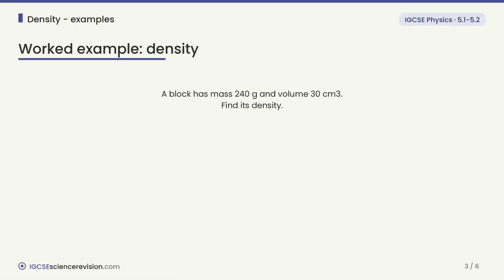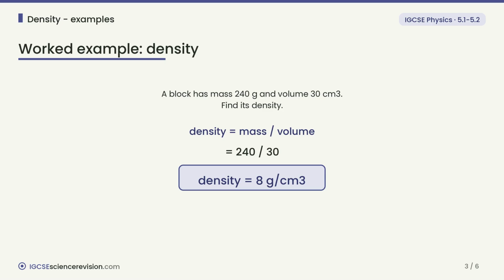Let's find a density. A block has a mass of 240 grams and a volume of 30 cubic centimetres. Write the equation. Density equals mass over volume. Substitute 240 divided by 30. That gives 8 grams per cubic centimetre, denser than water, so it would sink.